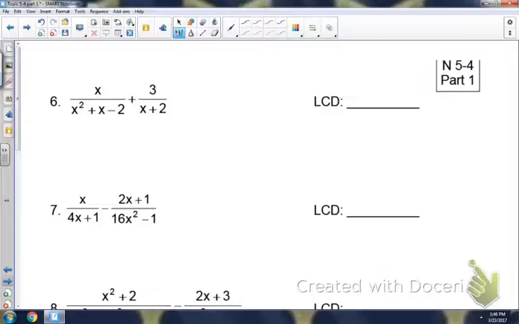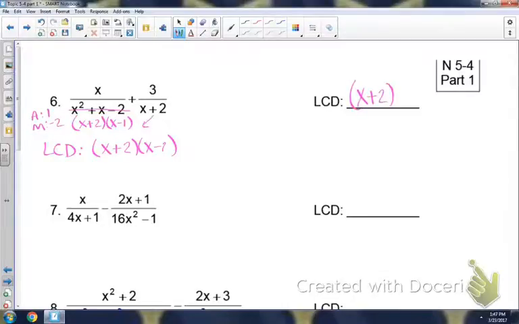Okay, let's look at 6. So notice this time we have 3 terms, so we want to see if there's anything that adds to 1, multiplies to negative 2. That would be positive 2 and negative 1. So again, the first denominator we always bring down to find our LCD. Okay, looking at your second denominator, we have an x plus 2. I can't factor it, and notice that it's already in my LCD, so I don't want to write it again. So my LCD would be x plus 2, x minus 1.